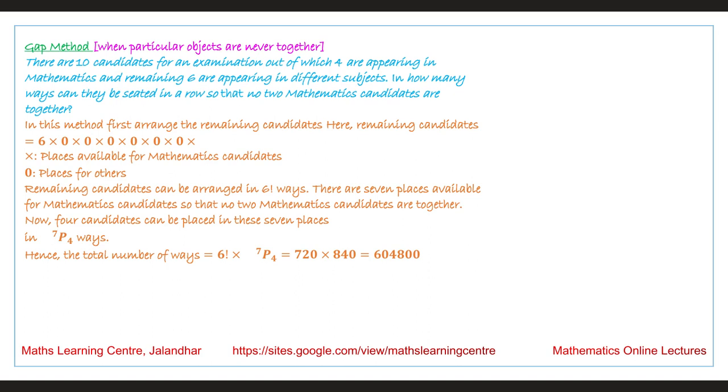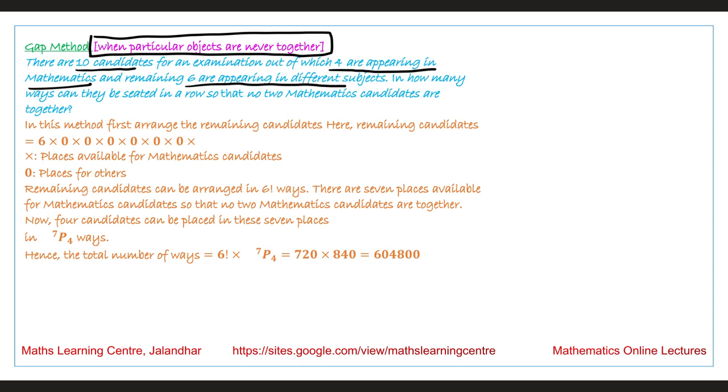Next is the gap method. We are discussing over here the case when particular objects are given such that they are never together. So there are 10 candidates for an examination, out of which 4 are appearing in mathematics and the remaining 6 are appearing in different subjects. In how many ways can they be seated in a row so that no 2 mathematics candidates are together? If we have to solve this kind of problem, we are talking about the case that no 2 mathematics candidates are together. So the remaining candidates we have over here are 6 candidates.